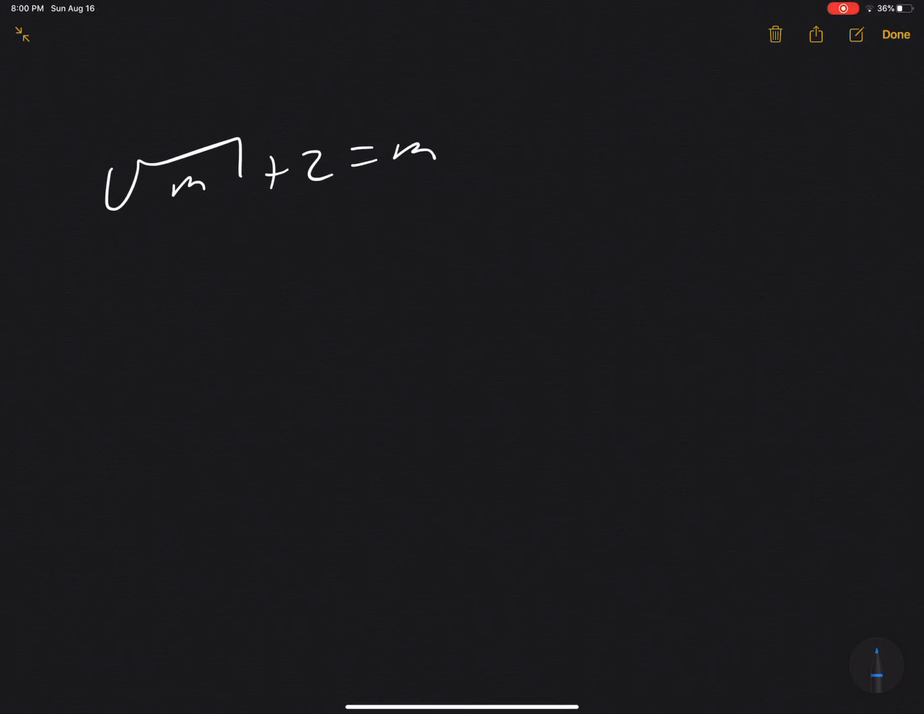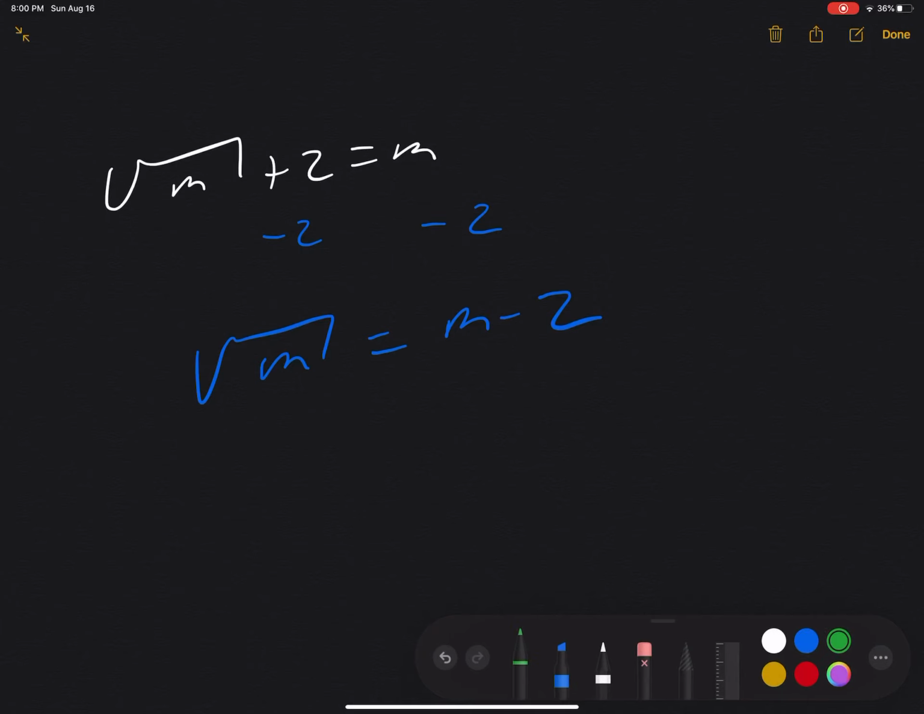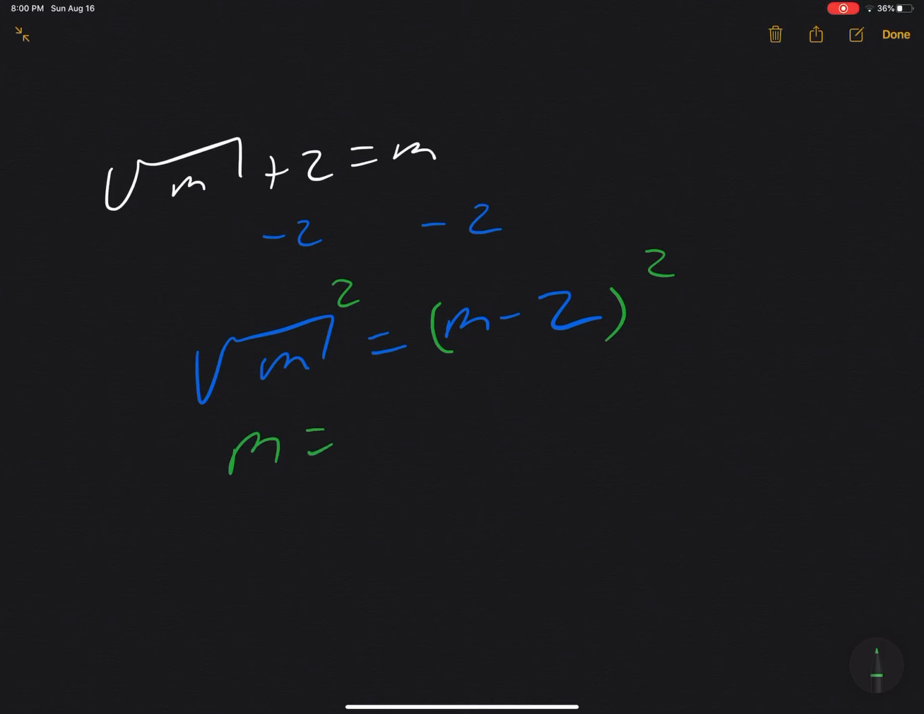Now here's where that first isolate comes in. In this one, squaring both sides right away would result in still having a square root. So we're going to have to isolate the square root of m by subtracting 2 from both sides. We get root m equals m minus 2. Now if I square both sides, I get m equals m minus 2 times m minus 2. A quick FOIL will tell me this is equal to m squared minus 4m plus 4.